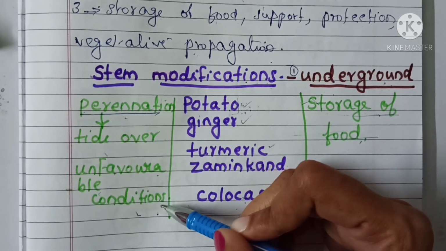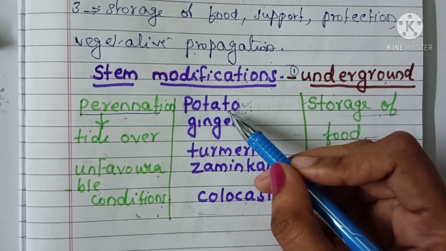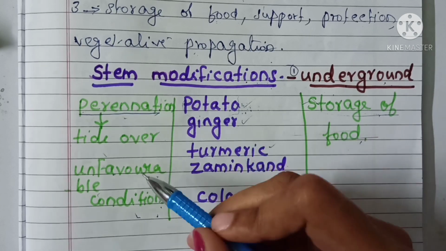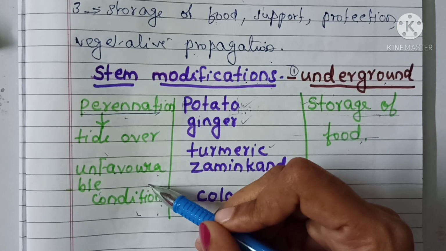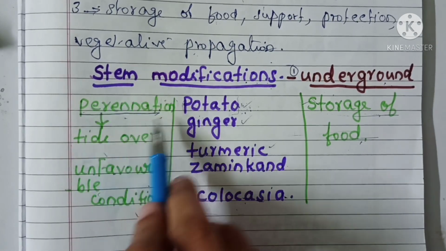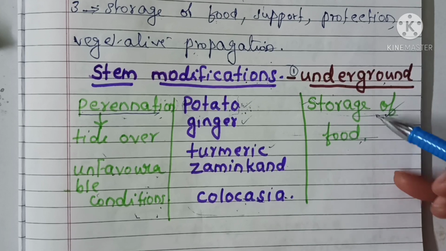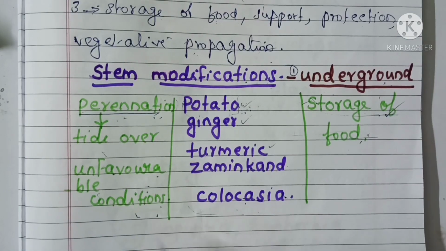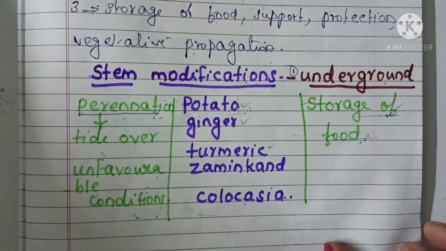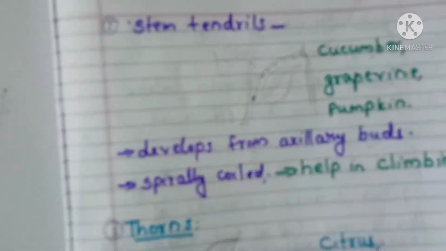When the next favorable season comes, there is already stored food, that is potato inside, food is there in that. So it will be developing with that food, using that food starch, it will be developing into the new plant, that is perennation. Perennation means tiding over unfavorable conditions. So this underground stem modification, one is storage of food. Another one is perennation, that is tide over unfavorable condition, and when the favorable conditions come, they will germinate into the new plant. Okay, I think this much is clear for you.